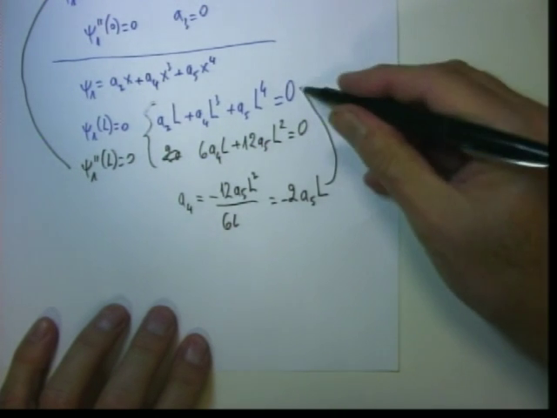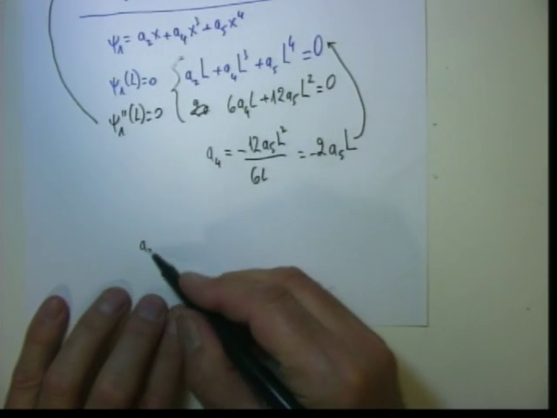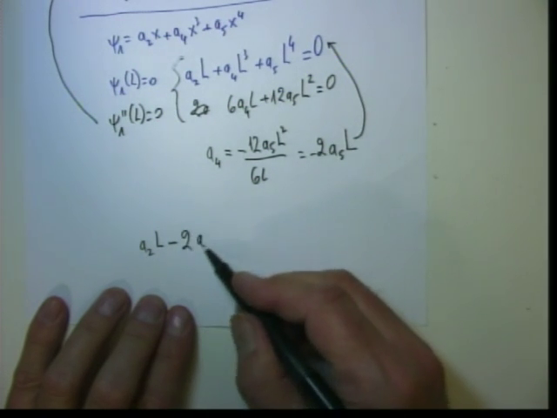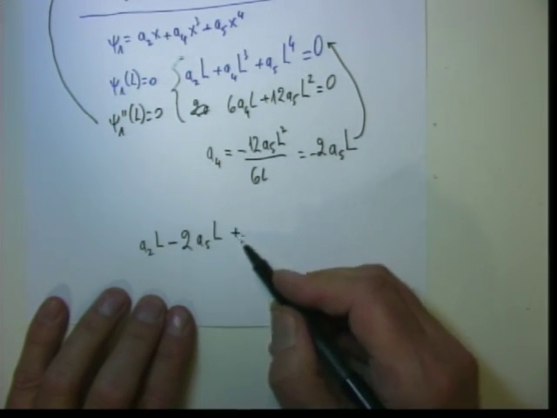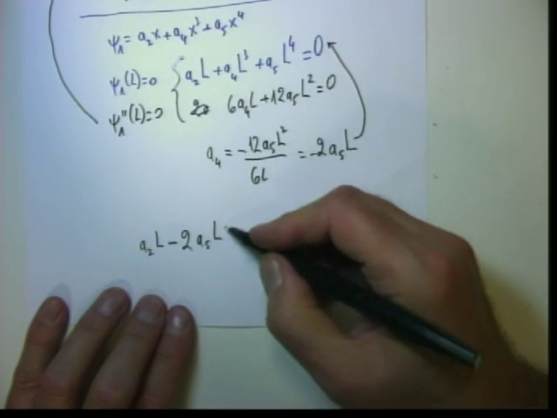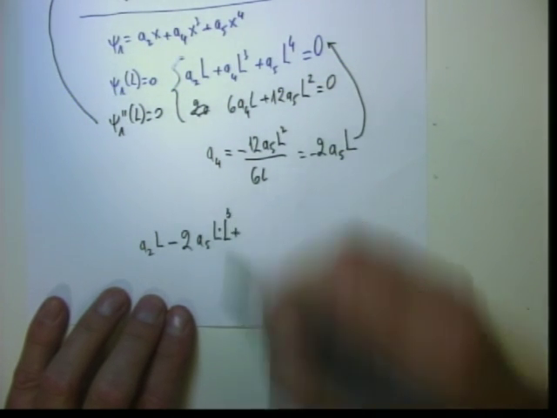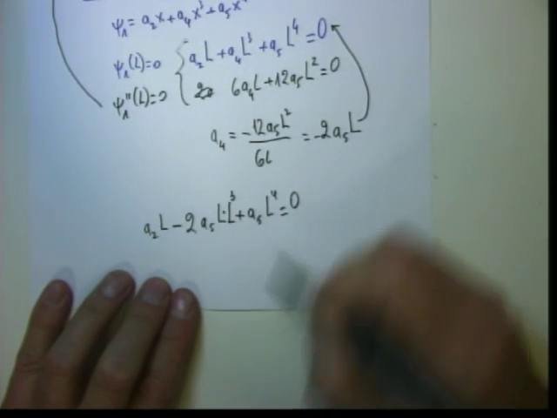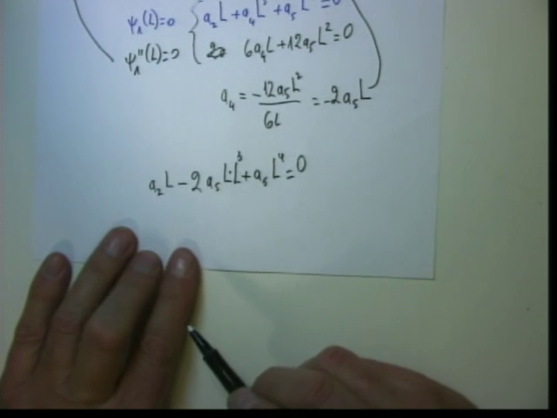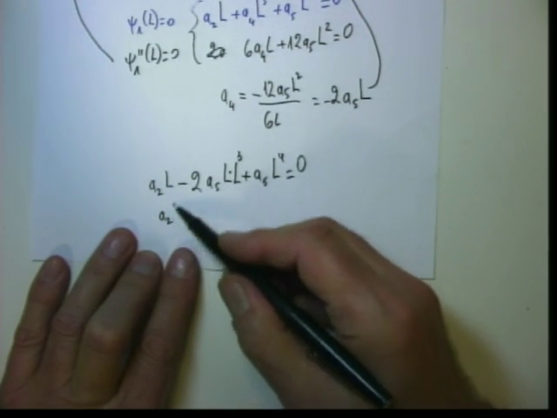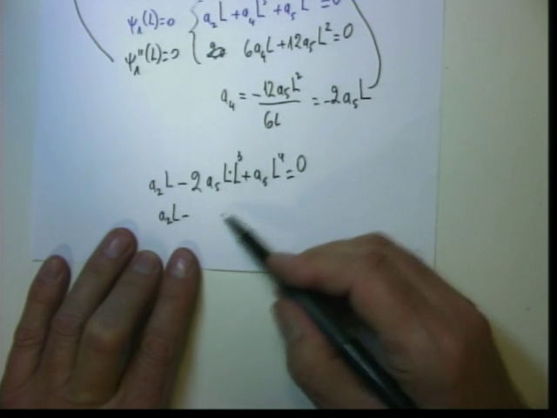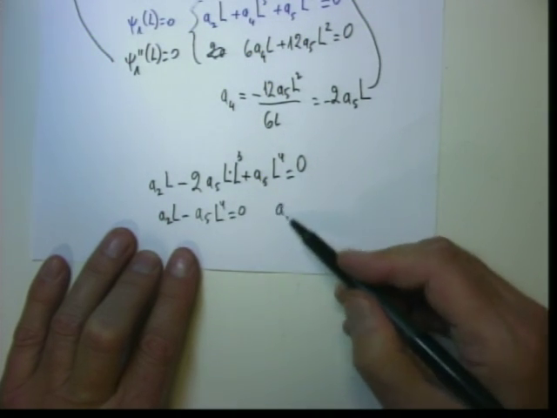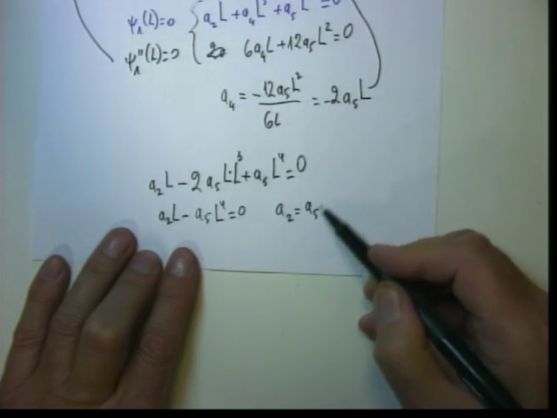Then I substitute this here and I get A2L plus A4, which I substitute as minus 2A5L, multiplied by L cubed, then plus A5L to the fourth power equals 0. So I get A2L, and minus 2 plus 1 gives A5L to the fourth power equals 0. So A2 equals A5L cubed.